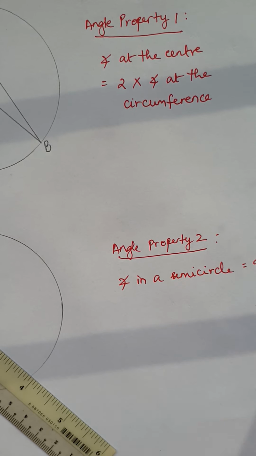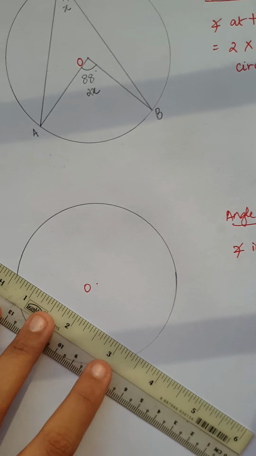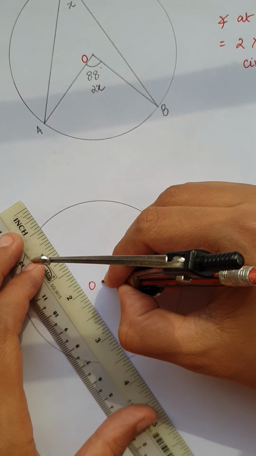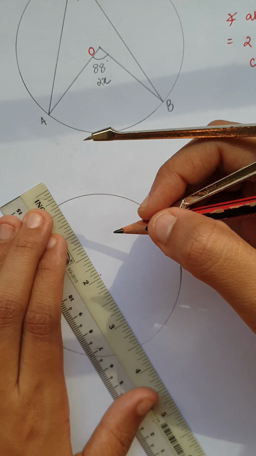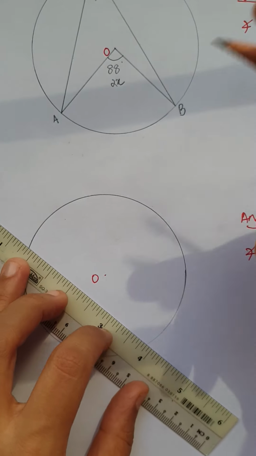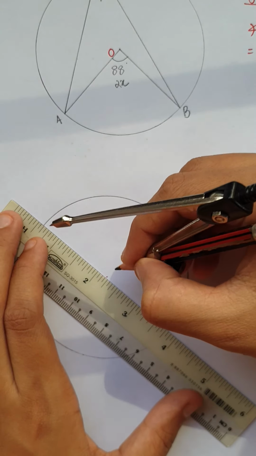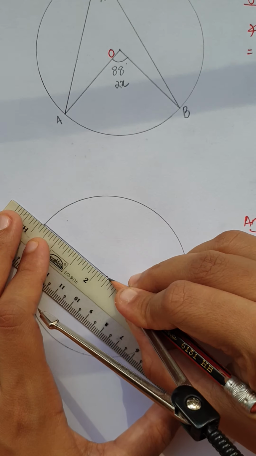The second property states angle in a semicircle is 90 degrees. So let's draw a semicircle. For that we need a diameter, a line that is passing through the center of a circle. I can draw the diameter like this, or I can draw it like this. However I draw, it doesn't matter. I'm just going to choose to draw it like this, as long as it passes through the center.